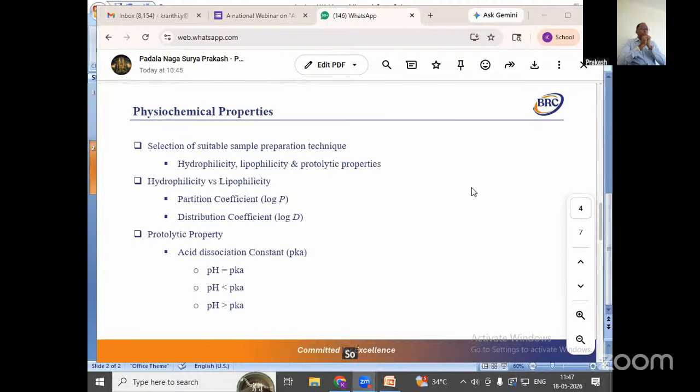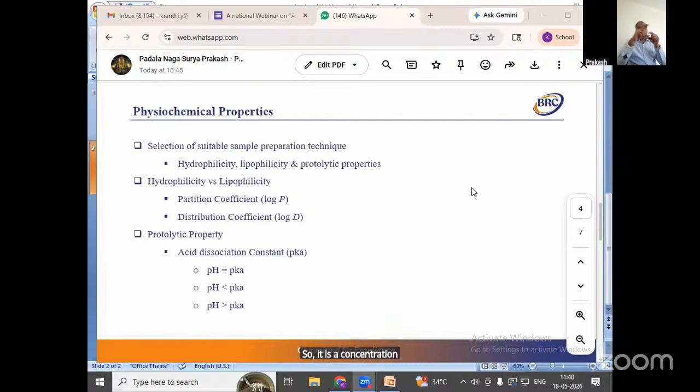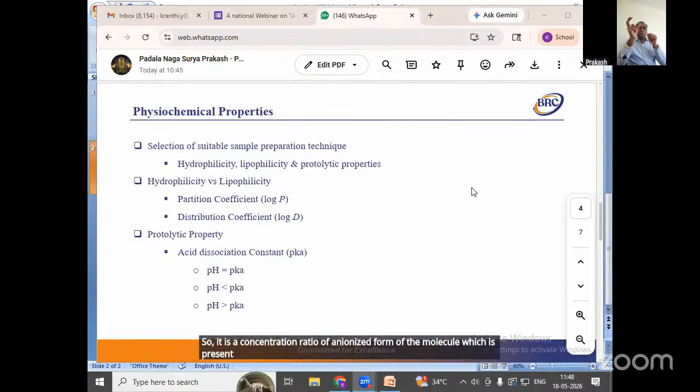So let us look into them. The partition coefficient, which is the log P, is the concentration ratio of the unionized form of the molecule between two immiscible phases, two immiscible solvents. One is the aqueous, the other is the organic, which are present at equilibrium.